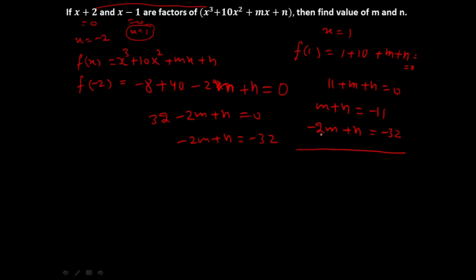Just subtract the left hand side from that side, so the sign gets changed. m plus 2m is 3m, n minus n gets cancelled, plus 32 minus 11 is, sorry, what is that? That is 21. So m is coming 7 here.